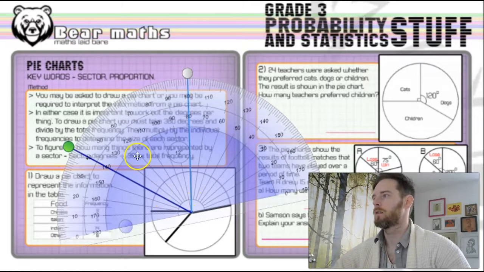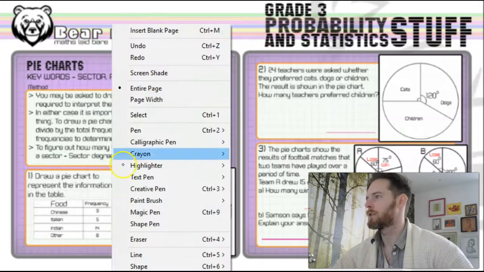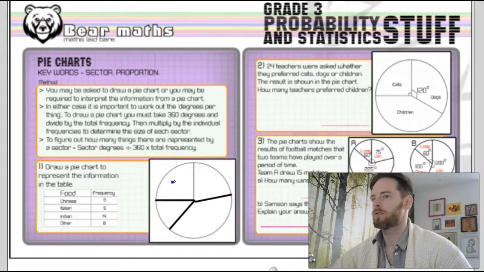Now, that's our drawing of pie charts dealt with. Before I do the next question, I do need to label each one of those sectors. So that is my Chinese food. I'm just going to use C for Chinese.